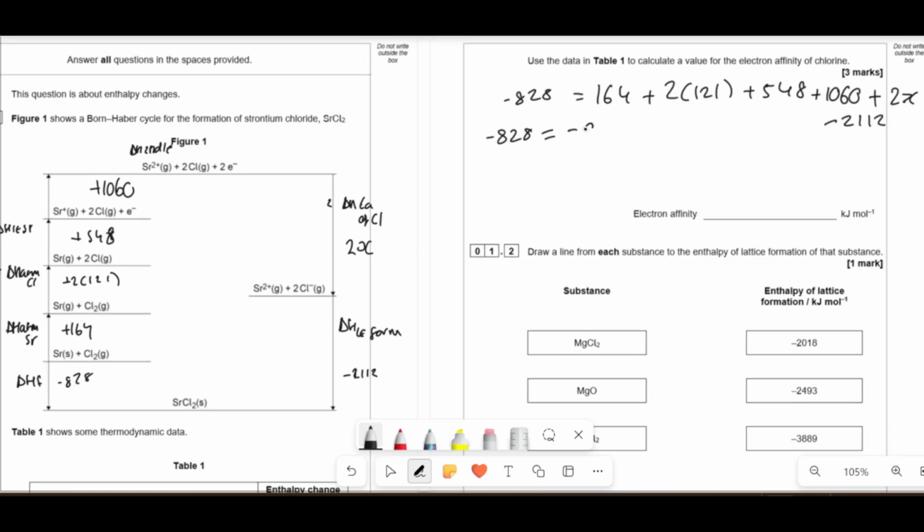So that gives me minus 98 plus 2x. So that means 2x would equal minus 828 plus that answer, so minus 828 plus 98, which gives you minus 730. So x would equal half of that, which is minus 365 kilojoules per mole. If you do it this way, you'll never ever get this question wrong, ever.